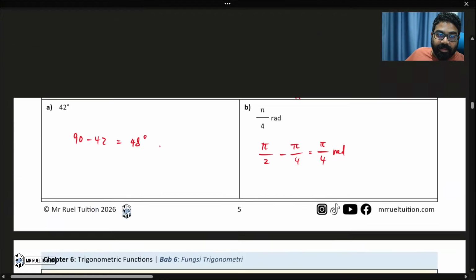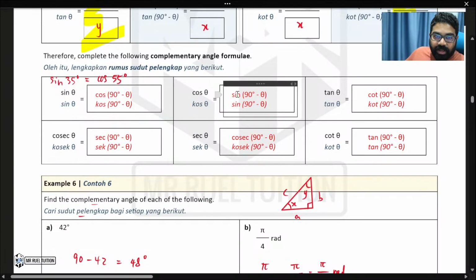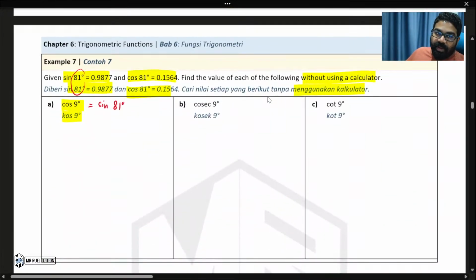Complementary angle formula. Go back here. Cos theta sama dengan sin 90 tolak theta, betul tak? Sin of the complementary angle. Cos 9 sama dengan sin 90 tolak 9, which is 81. Understand or not? So if we have the ratios for the complementary angle, we can find the ratios for the other complementary angle. Sudut pelengkap yang lagi satu, kita boleh cari. So the value is just sin of 81, which is this one. 0.9877. Finish. That's all. Interesting, right? Okay.